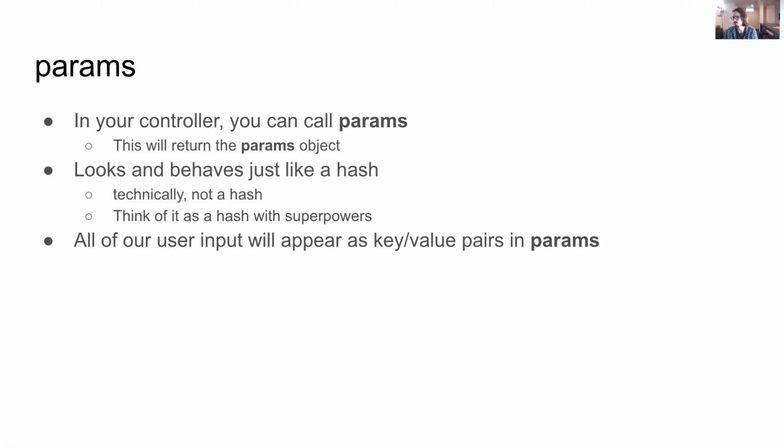So for instance, if we're trying to create a new order on Amazon, in our params hash, we would probably see some key value pairs like the street address. In this hash the key is the street address, and the value is whatever the user's address is, et cetera, et cetera, et cetera.